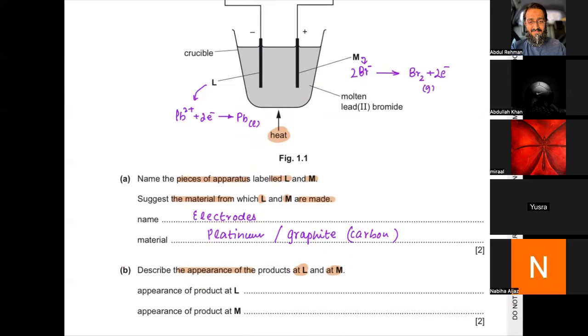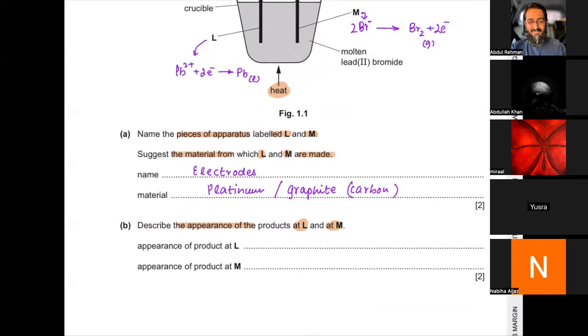So can anyone tell me what the appearances of the products will be? What is the color of lead? Silvery gray. And as I have told you, due to the high temperature, it is going to be a liquid and it is going to be deposited over there. Appearance of M: what is the color of bromine? Brown. And as it's forming a gas, we are going to observe brown vapors.